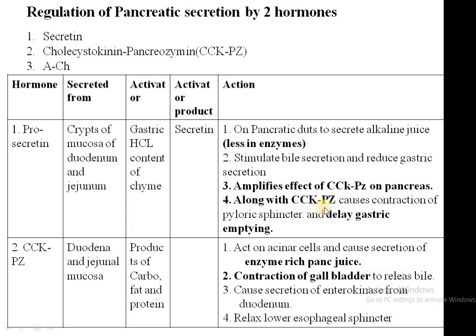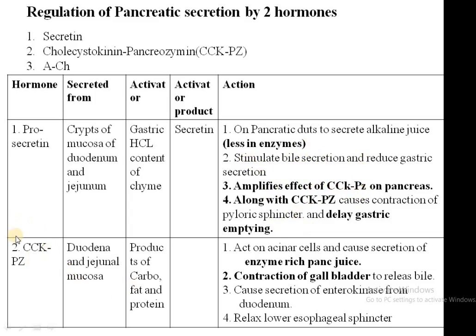Along with this, CCK-PZ causes the contraction of the pyloric sphincter, thus delaying gastric emptying. Remember these things. So it causes the release of pancreatic juice which is rich in the alkaline part. It reduces gastric secretion, stimulates bile, and amplifies the action of CCK-PZ on the pancreas.